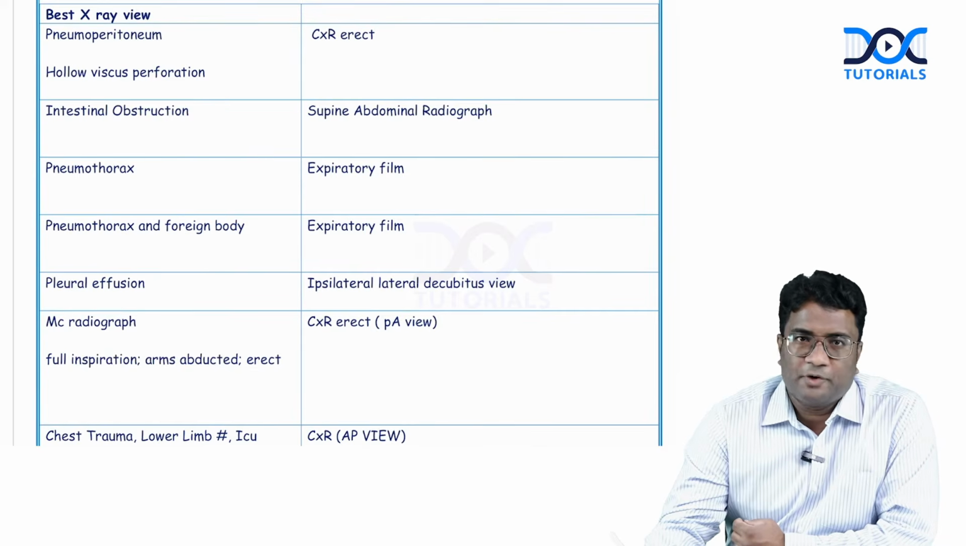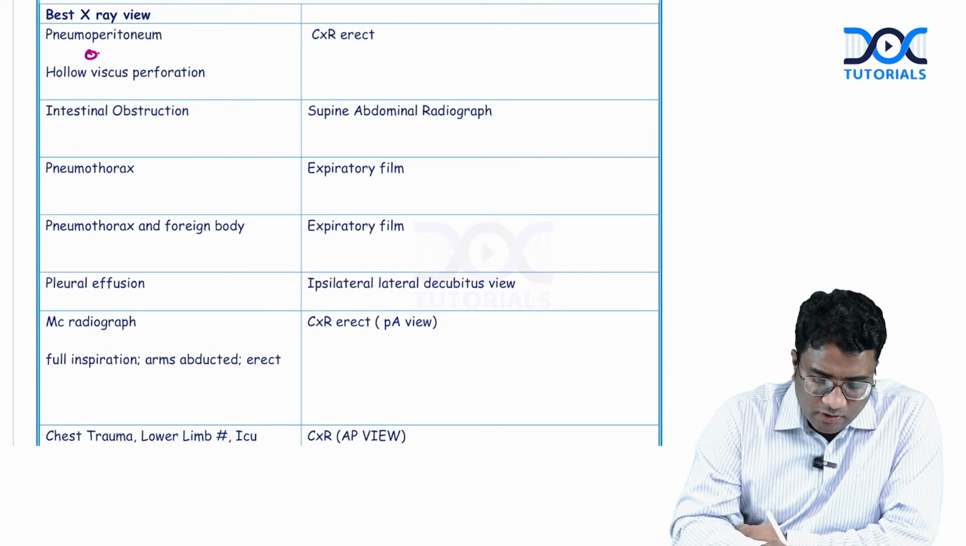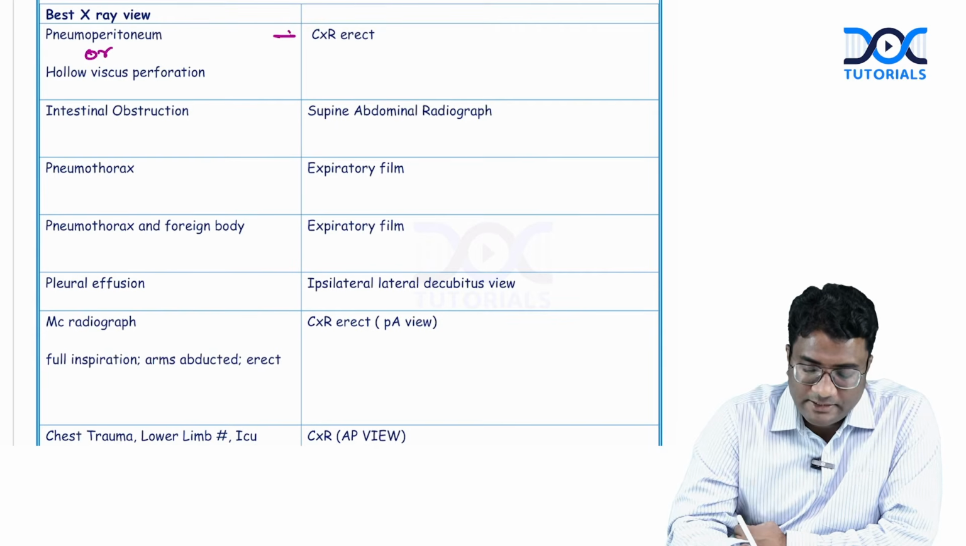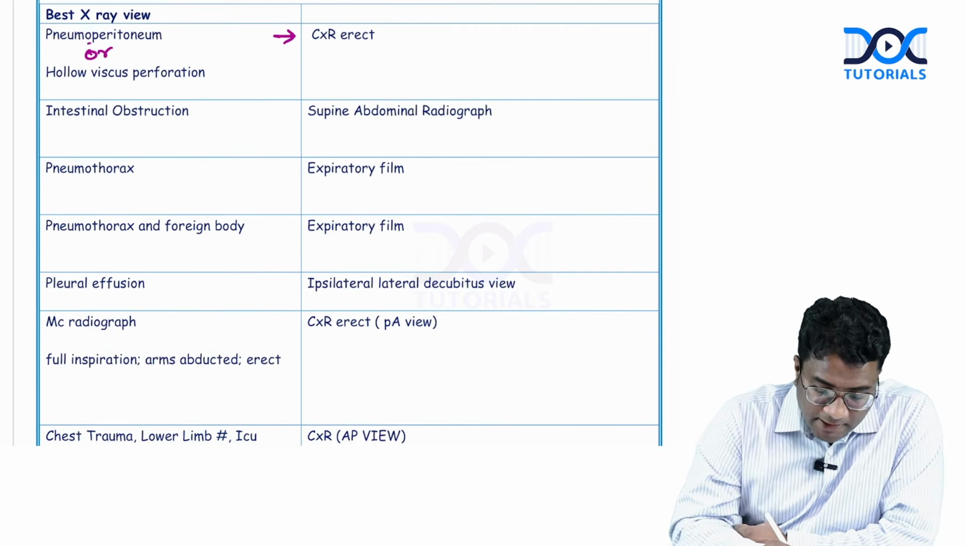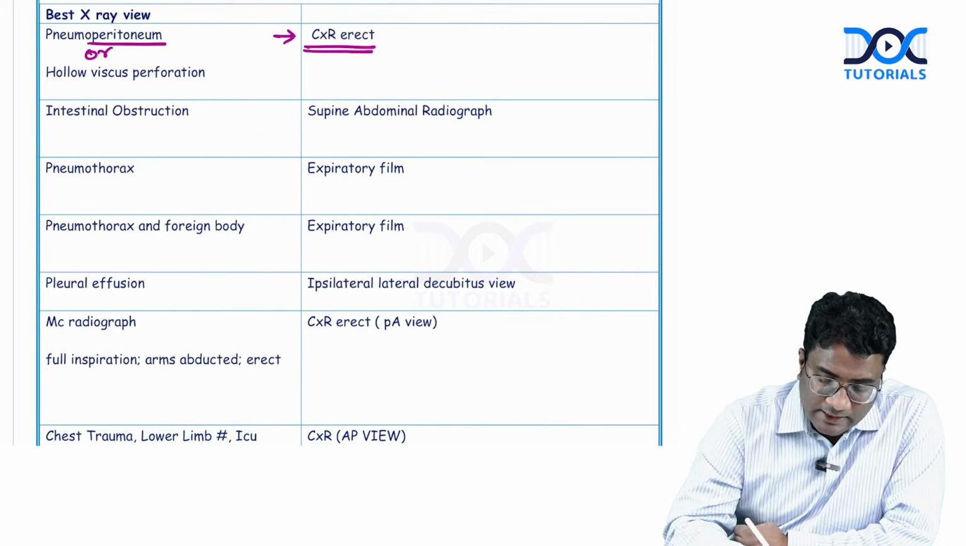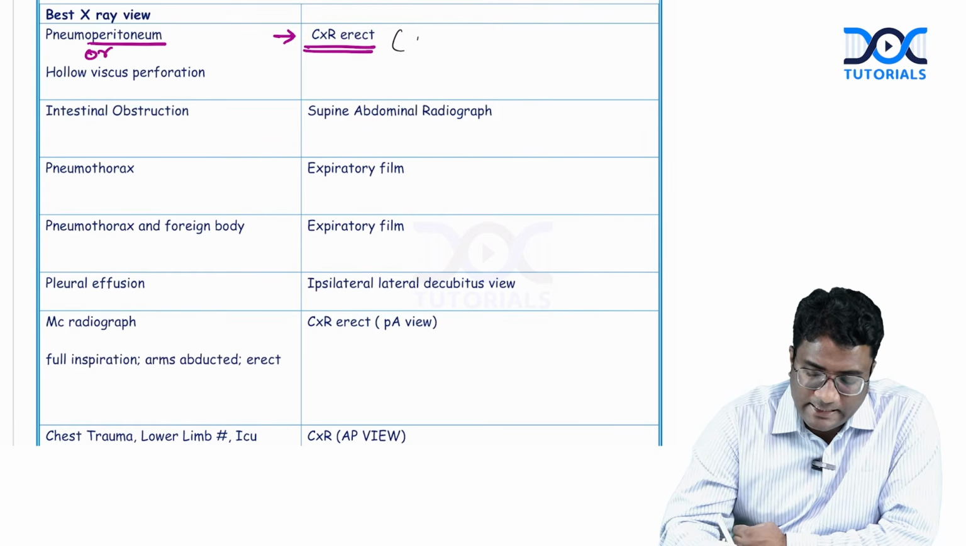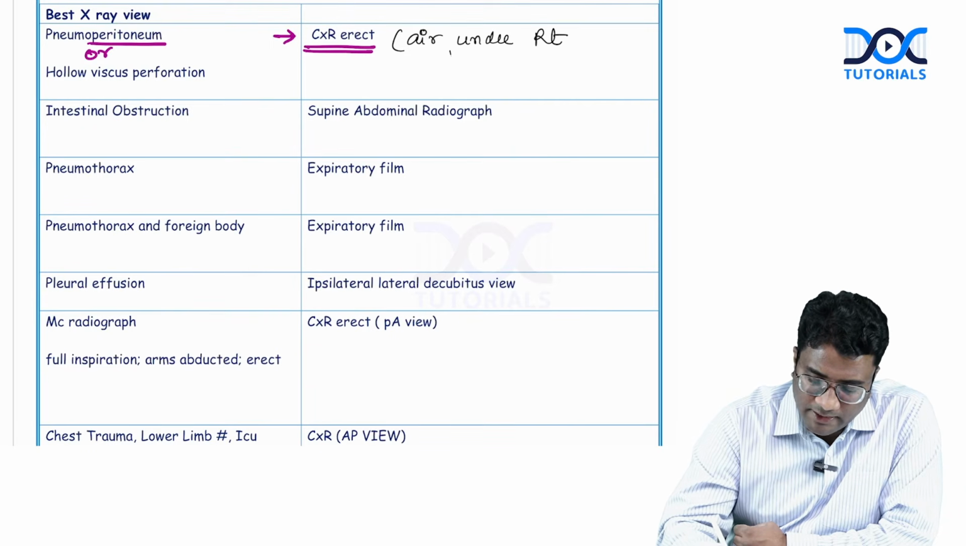Let's look at some other important radiographs. The X-ray view to look at hollow viscus perforation or pneumoperitoneum is a chest X-ray, right? Remember, pneumoperitoneum, you have to go for a chest X-ray, right? Because the important finding in hollow viscus perforation or pneumoperitoneum is air under the right hemidiaphragm. Air under the right hemidiaphragm, and that will be seen when you take a chest radiograph.